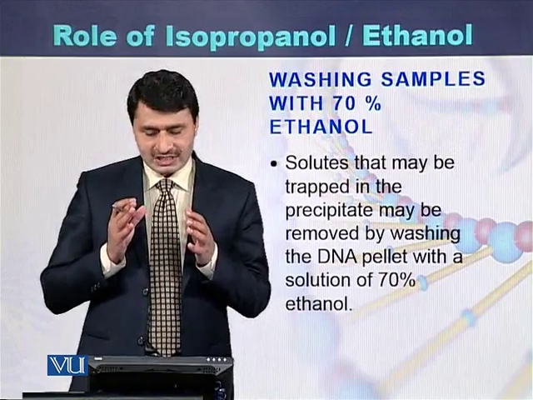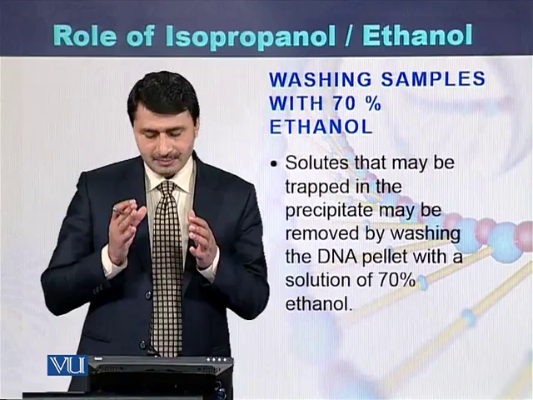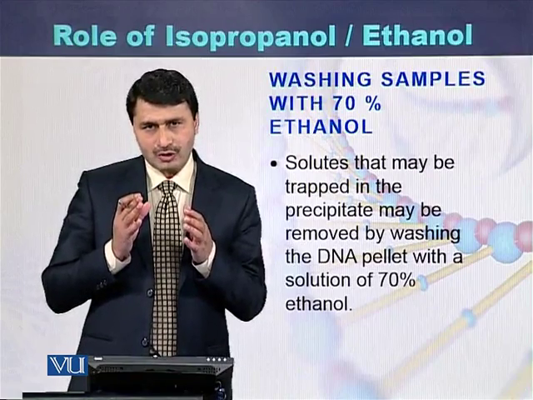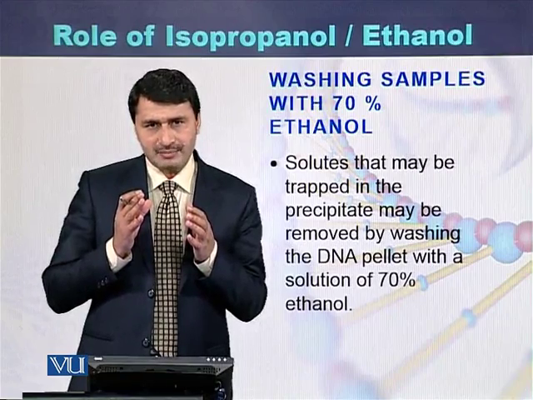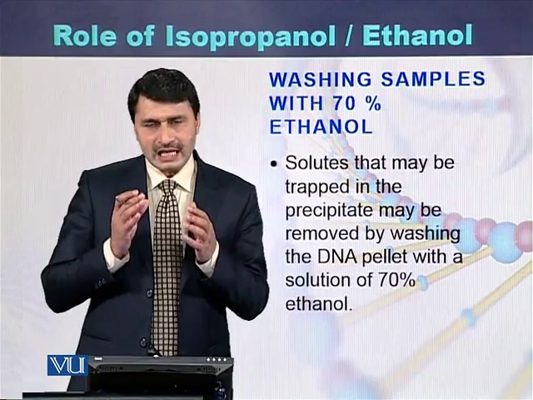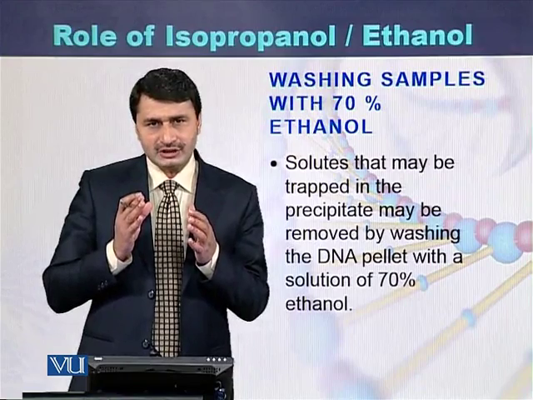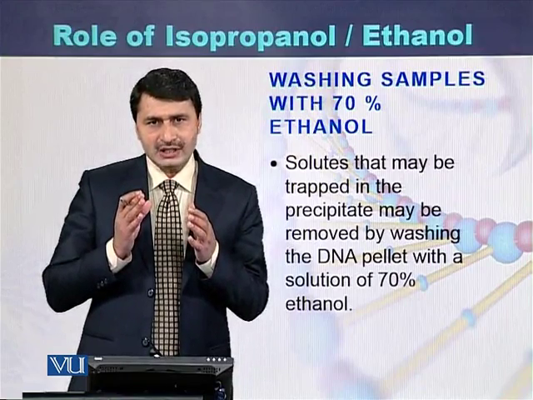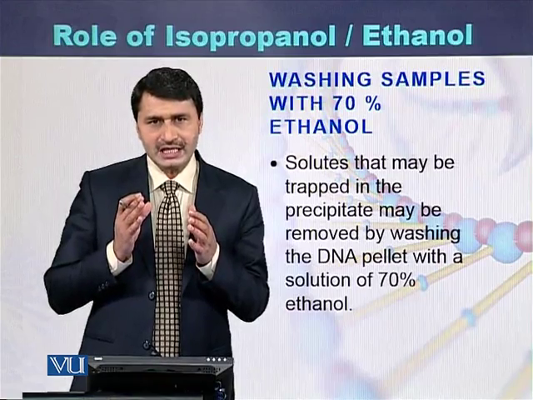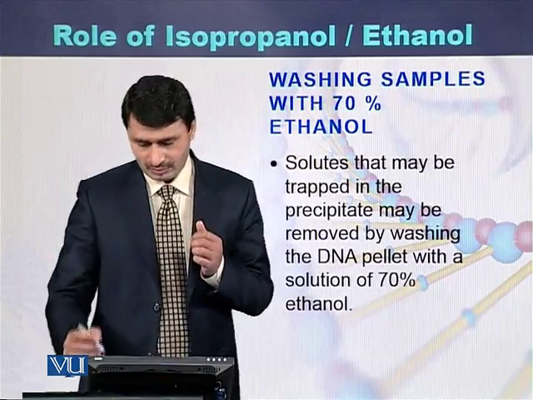Washing the samples with 70% ethanol. Once DNA has been purified, solutes may be trapped with the isopropanol or ethanol that has been used for the precipitation of the DNA. So at the last, DNA is washed with 70% ethanol. If there are minor solutes or salts which remained with the DNA, they may be dissolved in the 70% ethanol.